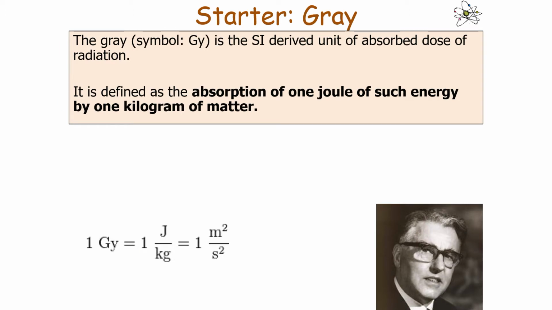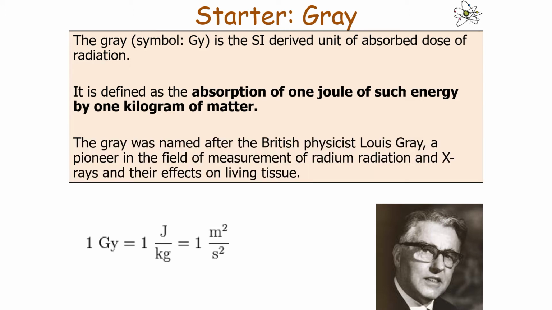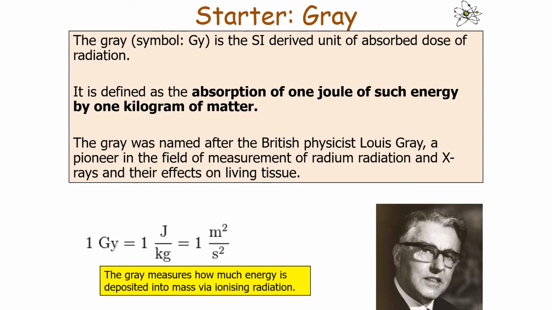Now the next unit of radiation is the Gray. This is the SI derived unit of absorbed dose of radiation. So we define a Gray as the absorption of 1 joule of energy by 1 kilogram of matter. Now the Gray was named after the British physicist Louis Gray, who was a pioneer in the field of the measurement of radium radiation and X-rays and their effects on living tissue. So fundamentally the Gray measures how much energy is deposited into a mass via ionizing radiation.